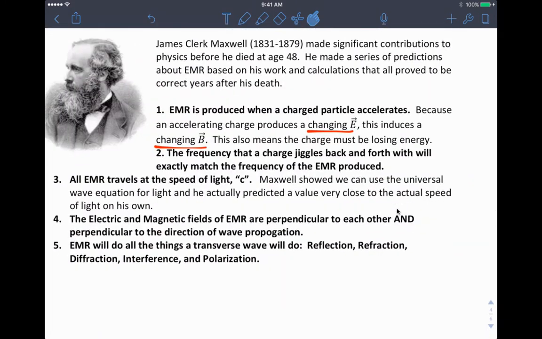So the second one is that the frequency that you move that charge up and down with, I use the word jiggle there, highly scientific.